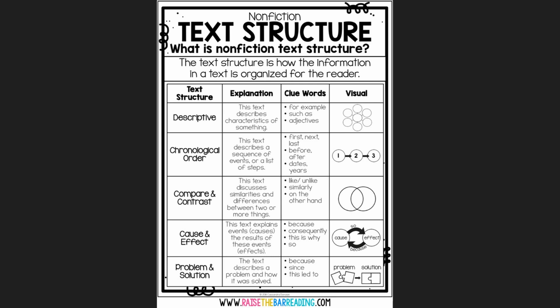Then there's compare and contrast, where the author's describing the similarities and differences between 2 or more things. There's cause and effect, when the text is explaining the causes and the effects of different events in a story. And then there's problem and solution. So the text is describing a problem and then how it is solved. If you look on the anchor chart, they give you some clue words and some visuals as well that you could use to help you when you're determining what the text structure of this specific text is.